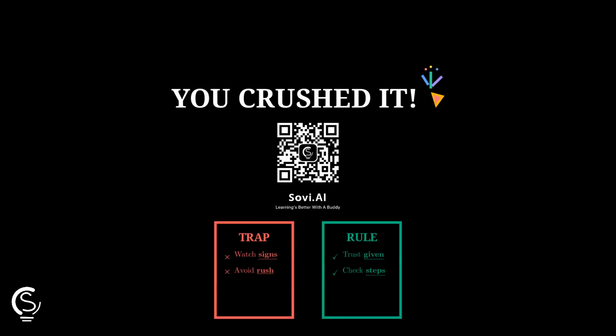Trap, rushing past the actual experiment question. Rule, trust the given variables and check which choice tests them directly.